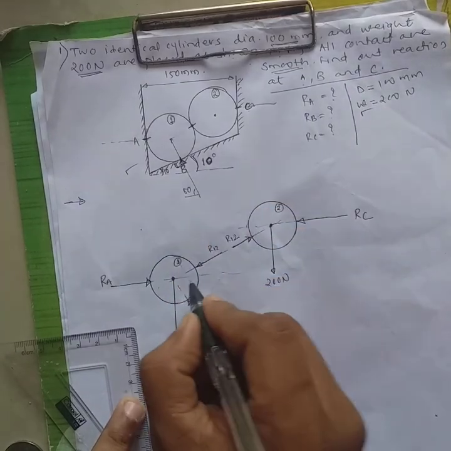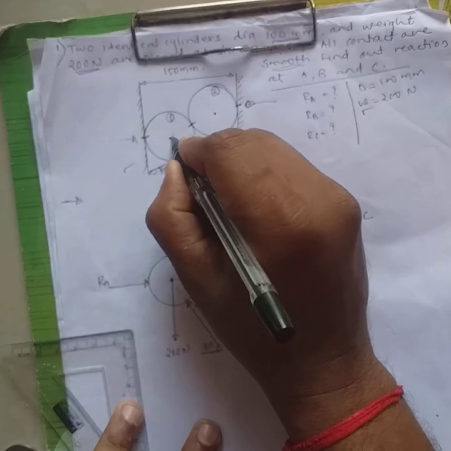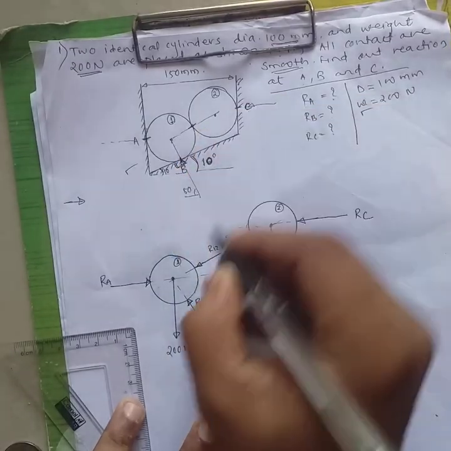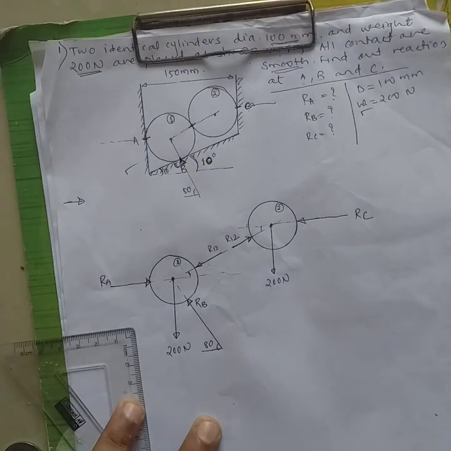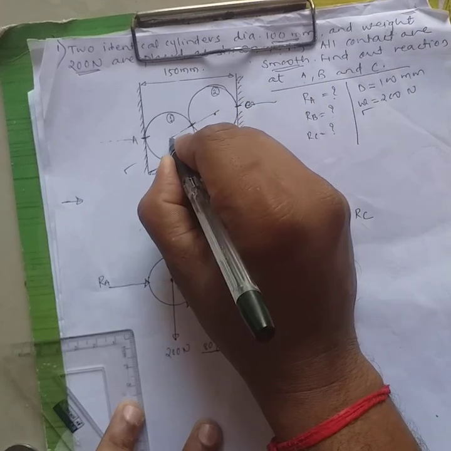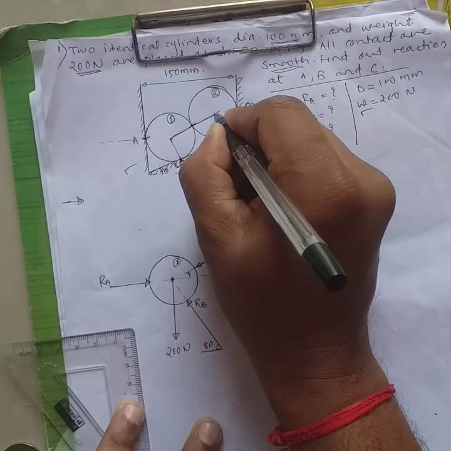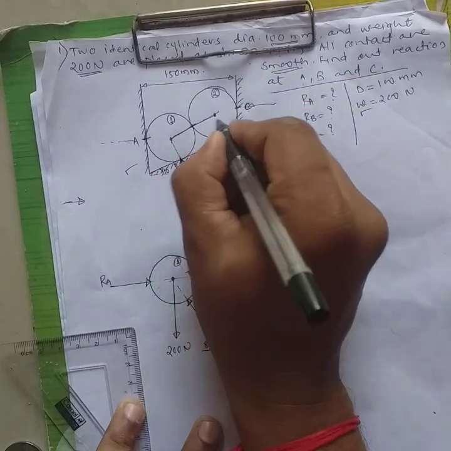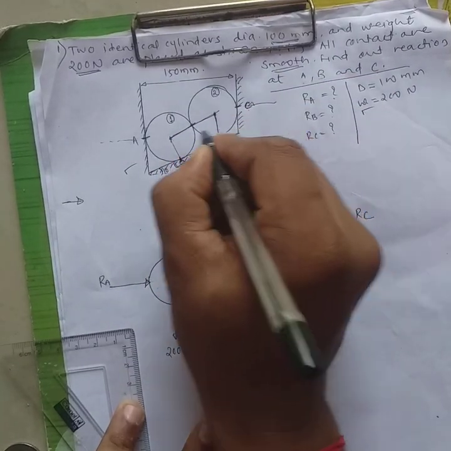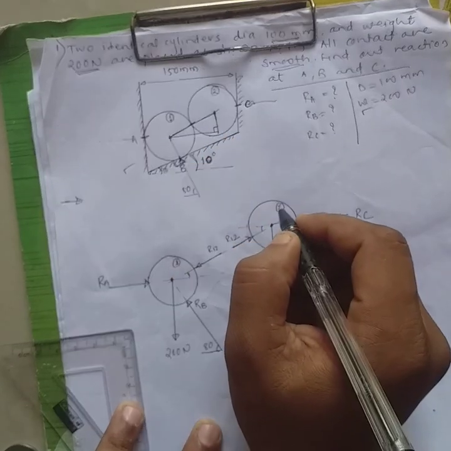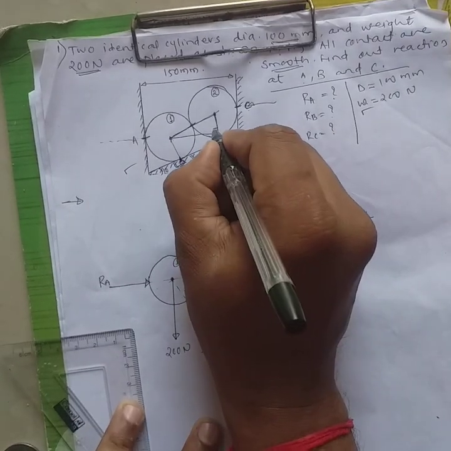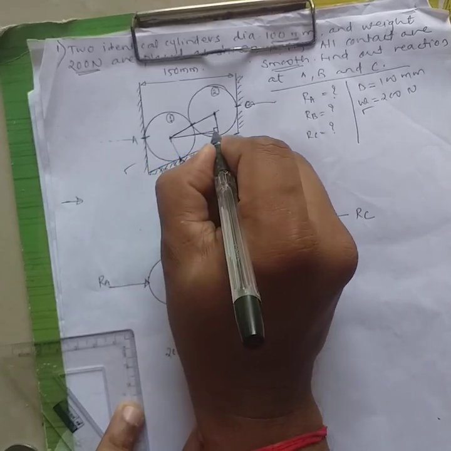Only the thing is, here we don't know this angle, we don't know this angle or this angle, right? So if I connect these two from center to center, if I join this line, this will be a 90 degree, this will be a 90 degree. Okay, now how much will this be?